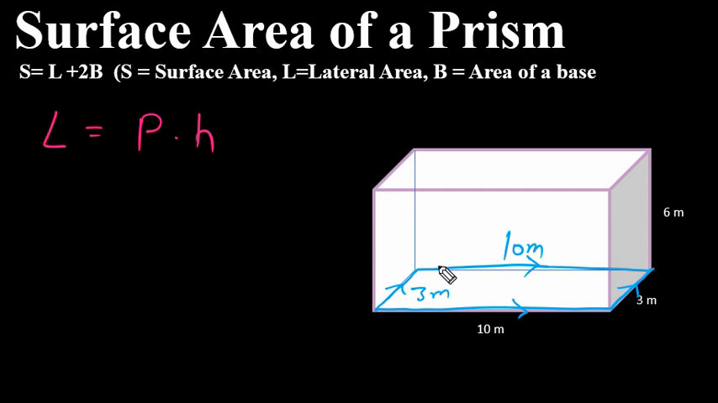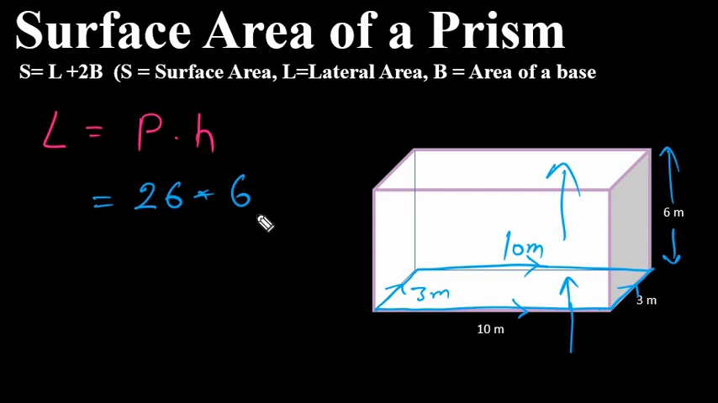Now the perimeter is the sum of all the sides. That is the definition of perimeter, the sum of all the sides in a geometrical shape. So if I add all of these, 10 plus 3 is 13, plus 10 is 23, plus 3 will give you 26. Just add all of them, you will get 26. Multiply by the height. Now the height is 6 because we will move along this. So 26 multiplied by 6 will give you 156 meters squared. This is how you will find the lateral area.